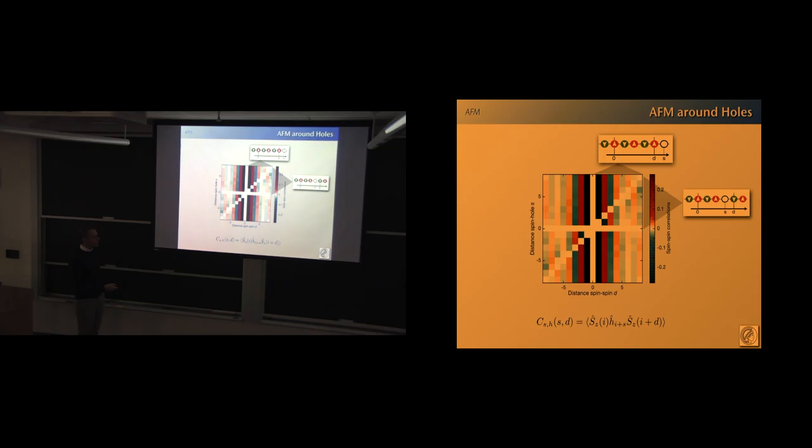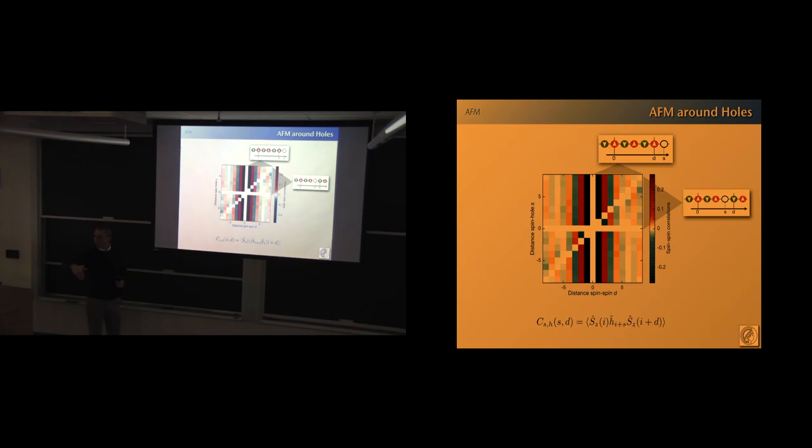I'm measuring how the spin is oriented on site i, correlated with the spin on site i plus d. But now I condition it on having a hole at site i plus s. So it's a three-point correlation function. Now s has two options. It can either be outside of the two spins, or inside the two spins. If it's inside, remember, the parity will be flipped. If it's outside the two spins, the parity will not be flipped in the system. And you can see that.